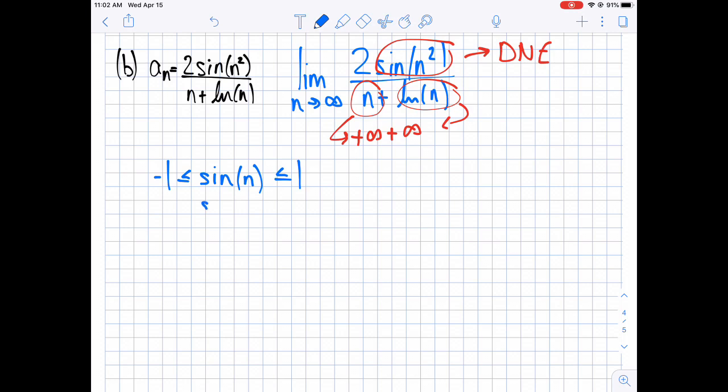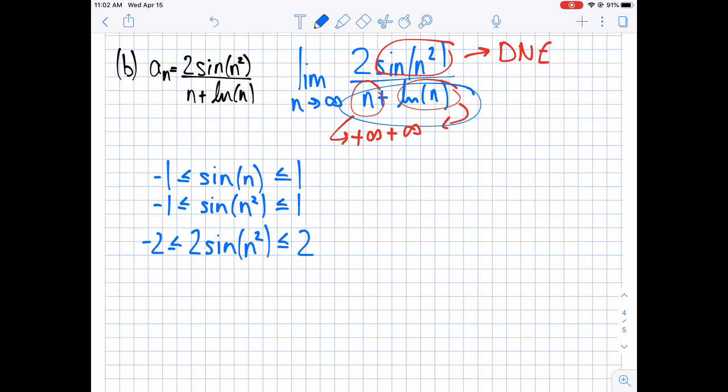The first is that if sine of n is bounded in this way, then sine of n squared will actually have exactly the same range. Okay, it's still going to be bounded between minus 1 and 1. And then we could multiply by 2. So we get 2 times sine of n squared will be bounded between positive 2 and negative 2. And then we want to divide by n plus ln of n.